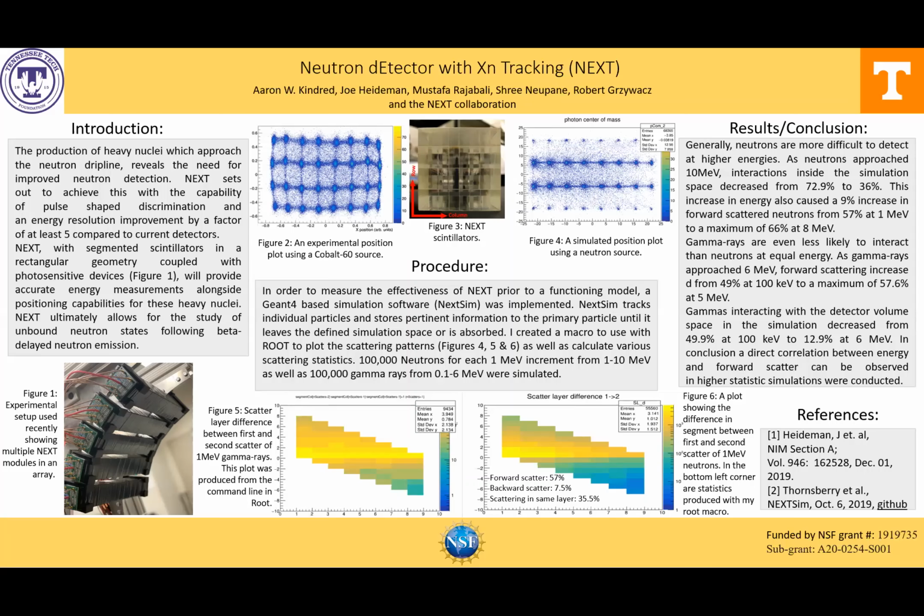Both neutrons and gamma rays are less likely to interact at higher energies. Neutrons decreased from 100,000 to a total of 36,000 interacting particles at 10 MeV, with only 10,451 scattering more than once. Gammas above 6 MeV have even lower statistics, with 12,900 total interacting particles out of 100,000, and only 2,853 scattering more than once.